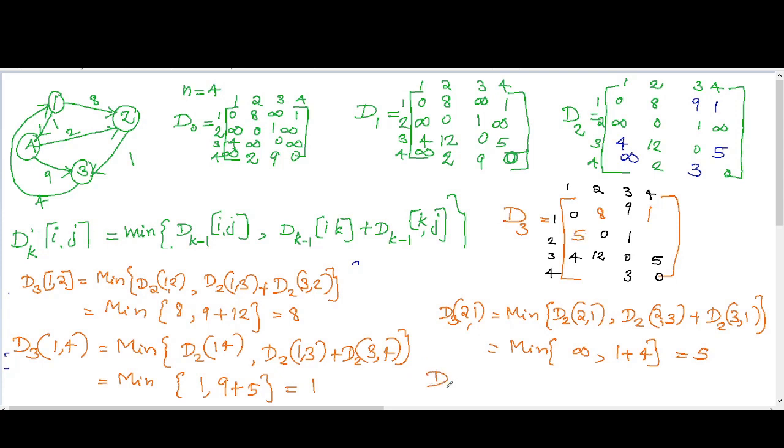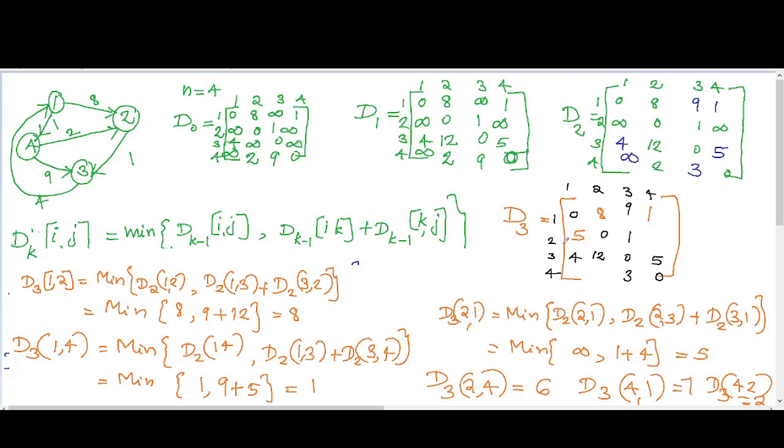Similarly, you can calculate D3 of 2, 4 in the same manner. I am writing the answer only now. Similarly, you will have this equal to 6, and D3 of 4, 1 equal to 7, and D3 of 4, 2 equal to 2. So I am filling these other positions also here.